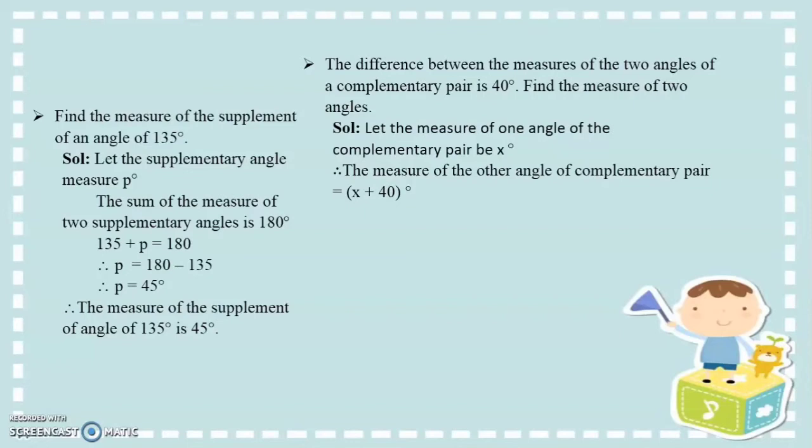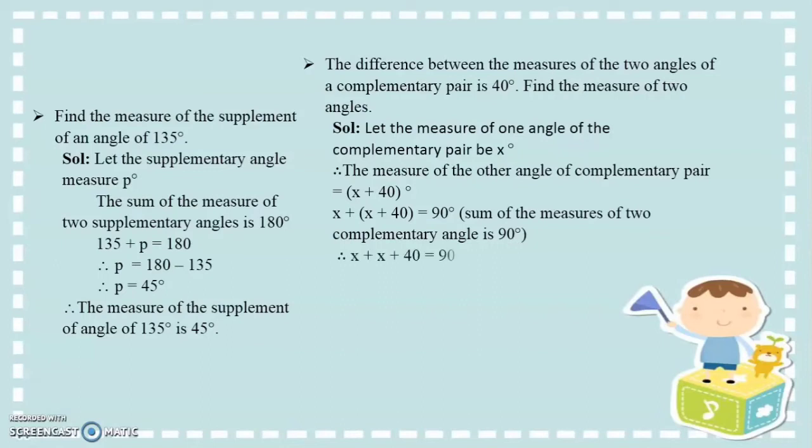So when we add x plus 40, we will get the other angle. Now we know the sum of the measure of complementary angles is 90 degree. So x plus x plus 40 is equal to 90 degree. Now we'll open the brackets and we will get x plus x plus 40 is equal to 90. We add x plus x, so we get 2x plus 40 is equal to 90.